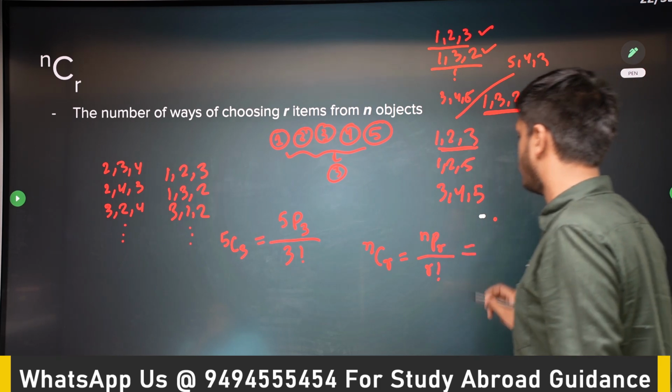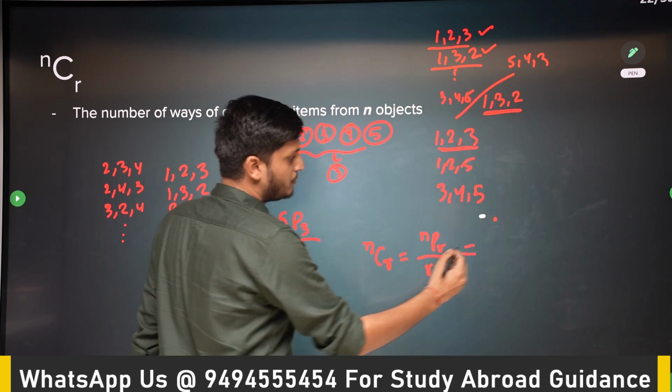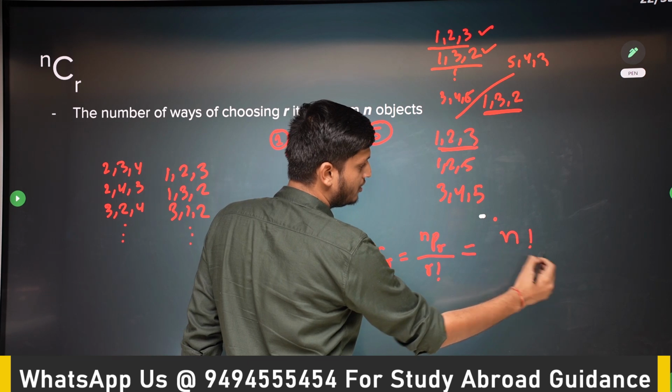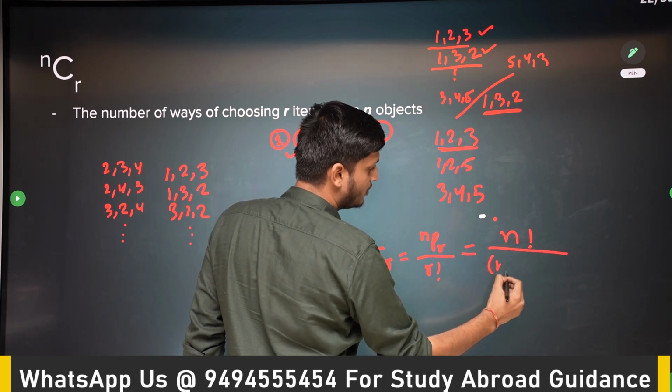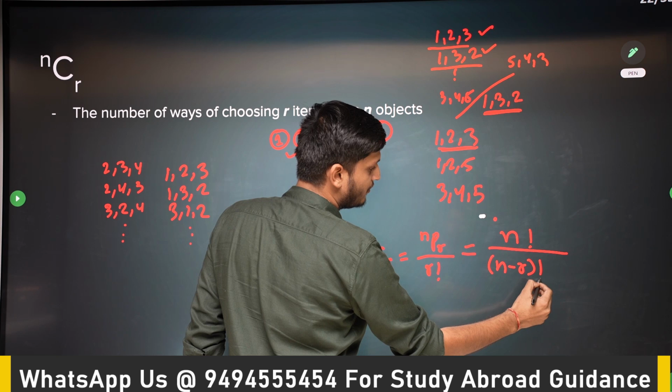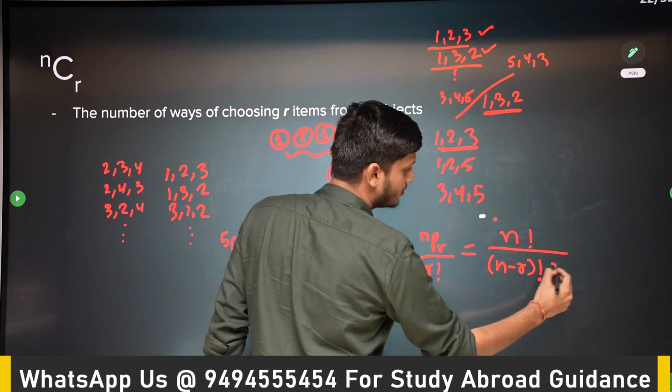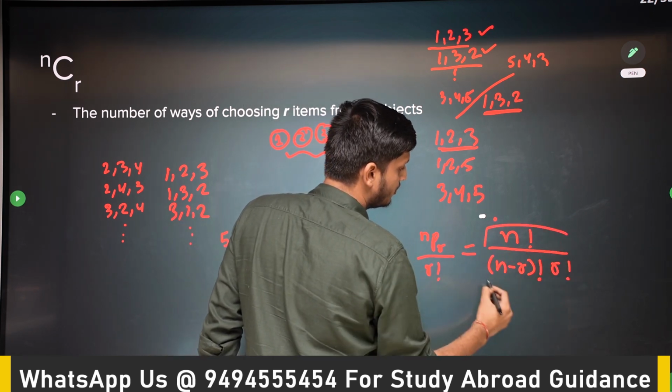And if you want the complete formula, we know that nPr is n factorial upon (n minus r) factorial. And we have divided by r factorial also. So this will be the formula for nCr.